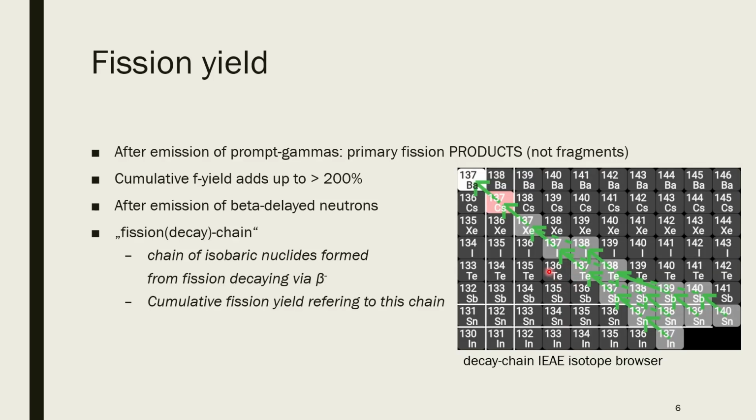So if you look at an excerpt of the isotope browser app, we can see this fission decay chain. So we come from a very neutron rich environment, indium 137, it does beta minus decay, beta minus decay, beta minus decay. Along the isobar, the mass doesn't change, and all of these ones will end up into cesium 137, and the production of cesium 137 is then described by this cumulative fission yield. So anything that will end up producing cesium 137 will go into this cumulative fission yield for cesium 137.